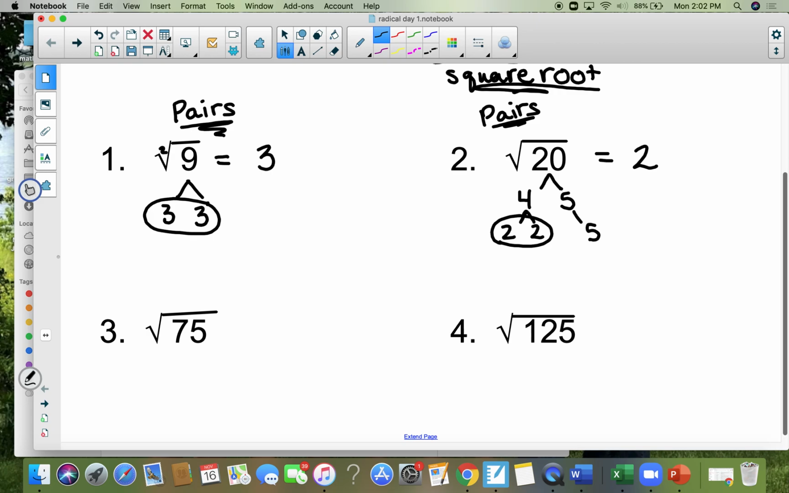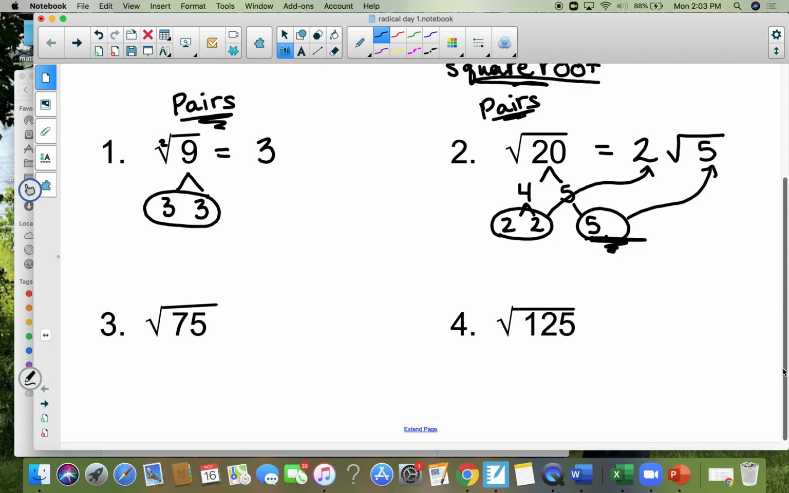The 5, notice, does not have a pair attached to it. He has to stay inside. So look at problem number 1. Notice that you have nothing left under because there's nothing lingering. Where on number 2, you had a lingering 5, so he had to stay in, but the 2 got to come out. Okay, we're going to keep doing this. I guess we only have 6 more problems to example, but this is all the worksheet is all about. So let's do another one.